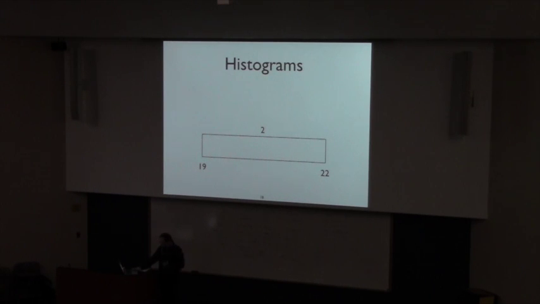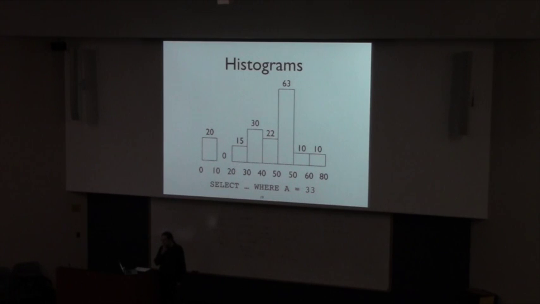So let's do a very quick example here. I have the following histogram, so this is a histogram on attribute A, and I'd like to estimate how many entries have an A of 33. How would I do that? So in this example, how many people would have an A of 33? 30. So what does 30 tell me?